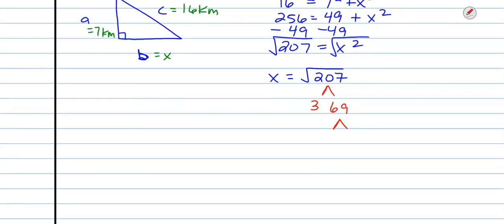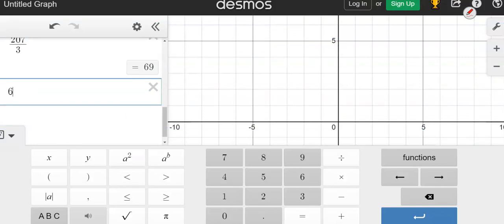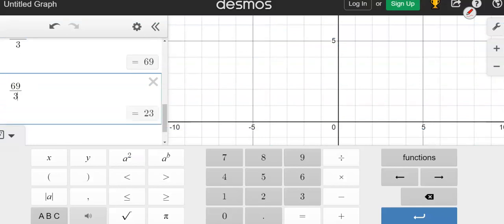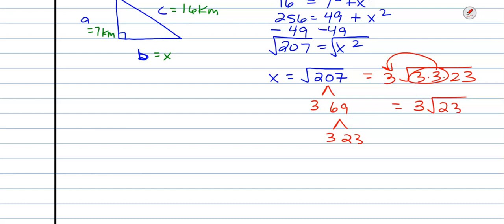Then we keep going with 69. Maybe we could try 3 again, and that's going to give us 23. So 3 and 23, and 23 is a prime number, so it's not going to go any further. What we have now is 3 times 3 times 23. We're looking for a pair. We have a pair of 3's, which we can take out. So our final answer is 3 square root of 23 kilometers.